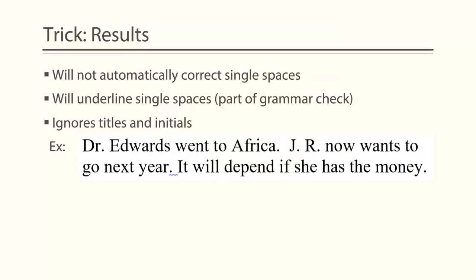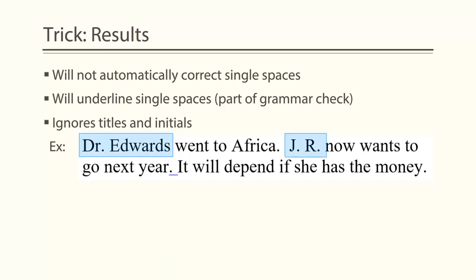Once you have changed this setting, it will not automatically correct single spaces. It will underline single spaces between sentences as part of the grammar check. It does ignore titles and initials, which makes it a better solution than find and replace. In the example, it does not underline between the first two sentences because there are two spaces, but it does underline between the second and third sentence because there is only one space between them.